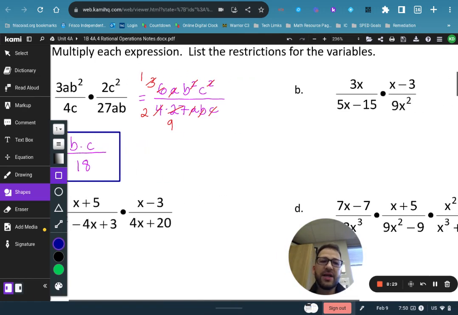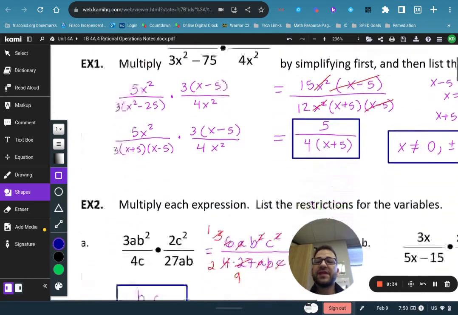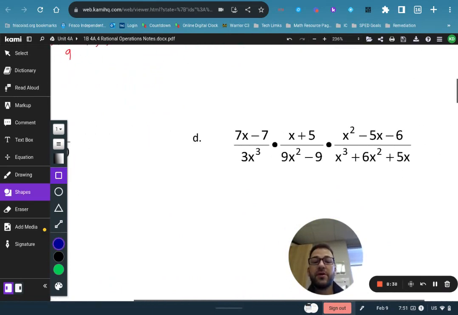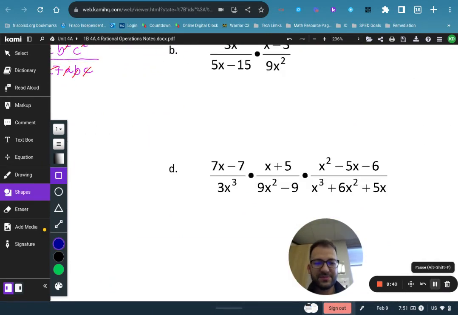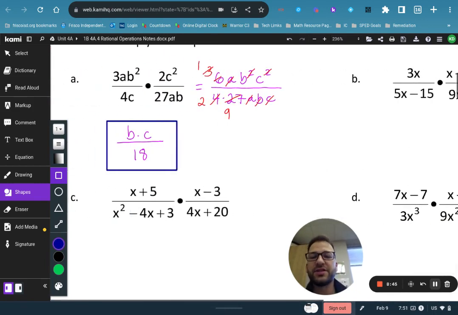Okay. I'm going to skip B and C because B and C are very similar to the first example that we already did. And I'm going to go over D with you and then let you, oh, never mind. Sorry, never mind. Let's go ahead and just do B, and then I'll let you do C and D on your own.